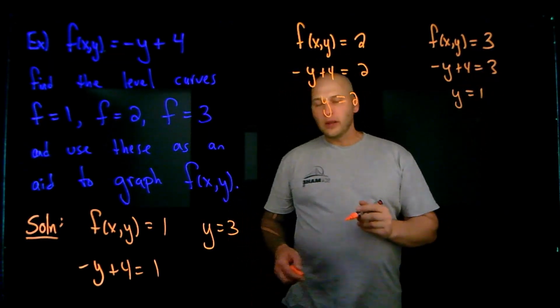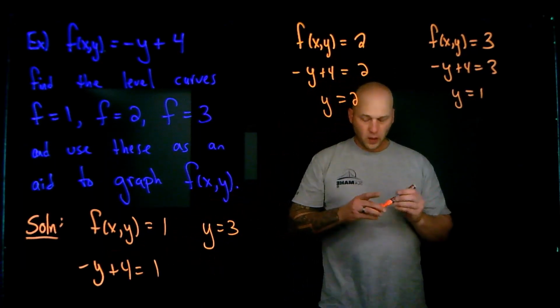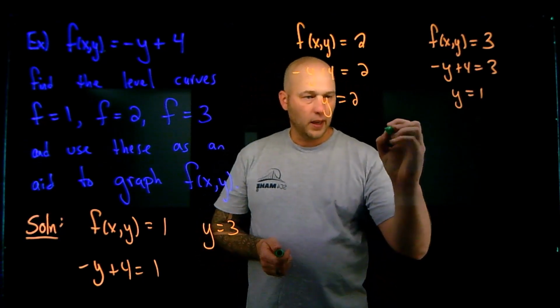So I've got these three level curves: f equal to 1 is the line y equal to 3, and then so on and so forth over here. So let me go ahead and sketch those on an xy plane.